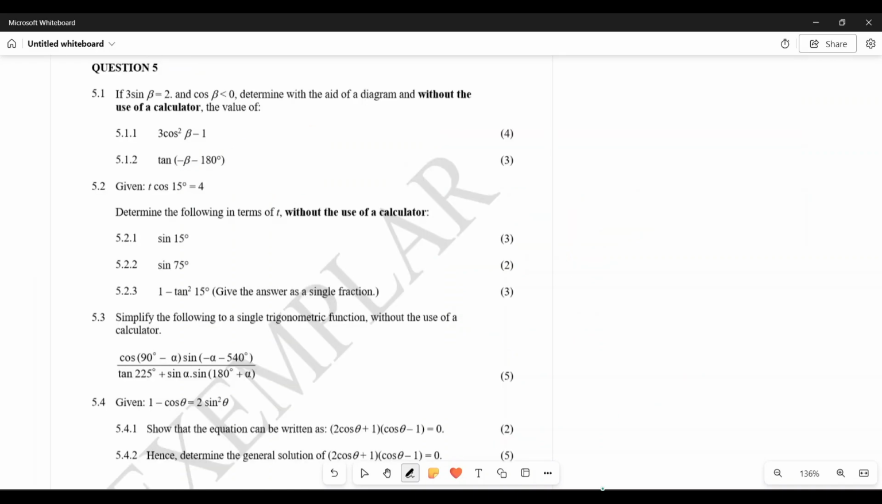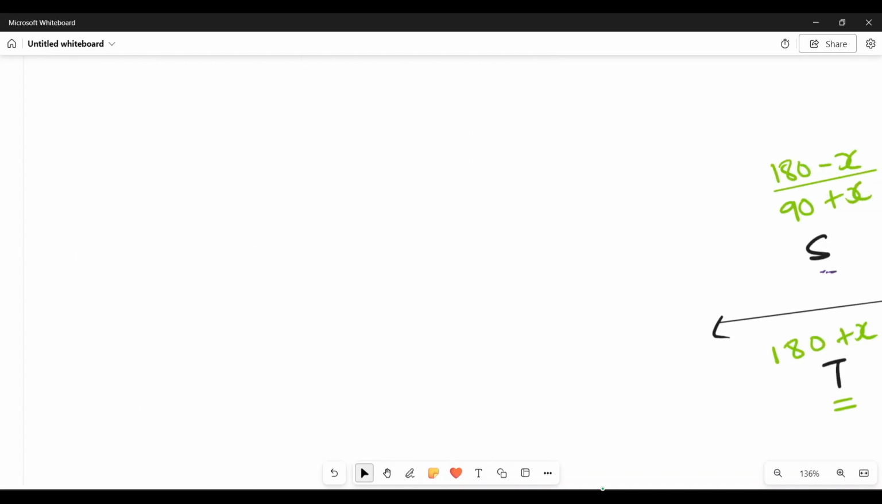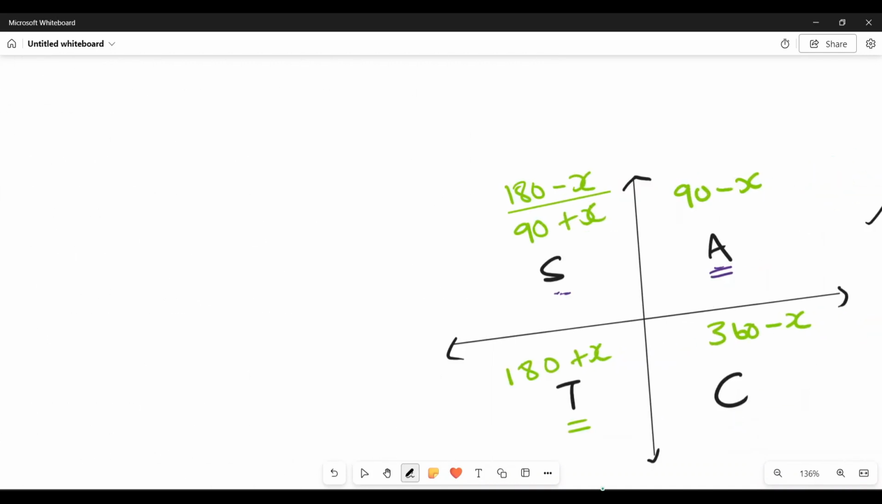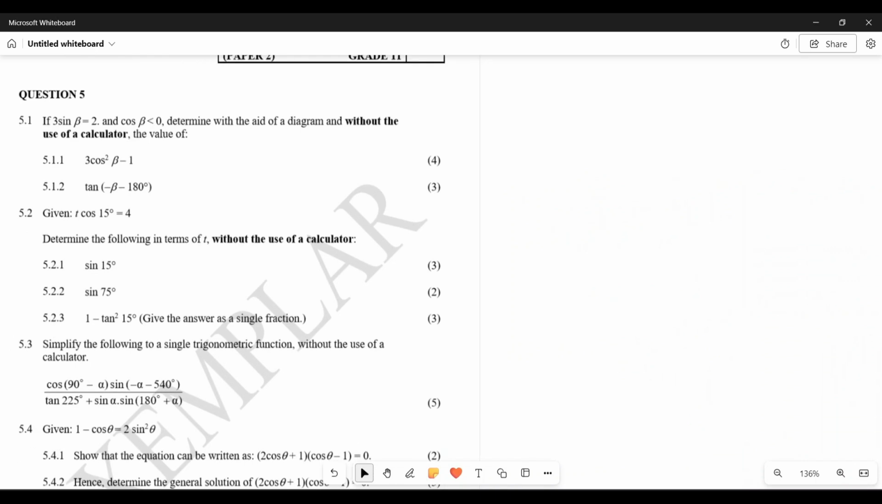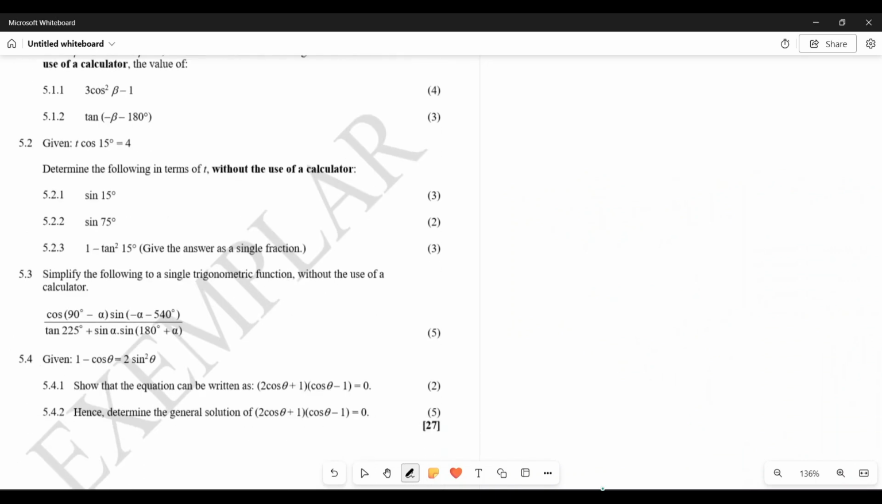Now, starting off with 5.3, we have cos of 90 minus a, right? So let's first change that. We know that if we have cos of 90 minus something, this needs to change to sine. But first, 90 minus a is in which quadrant? All is positive here, right? So it means that cos of 90 minus a is going to change to positive sine a.